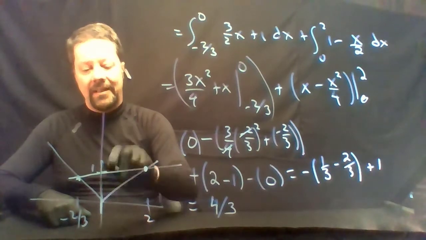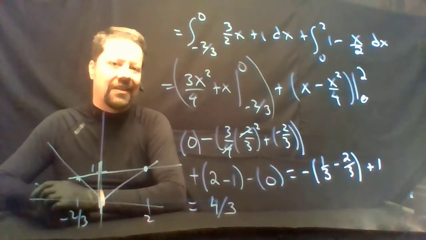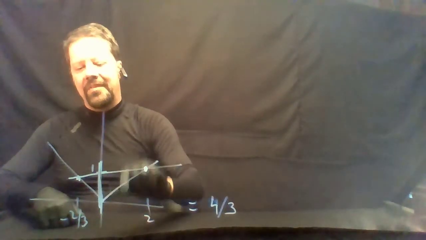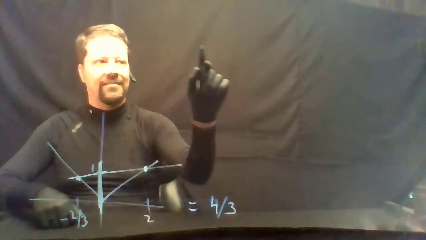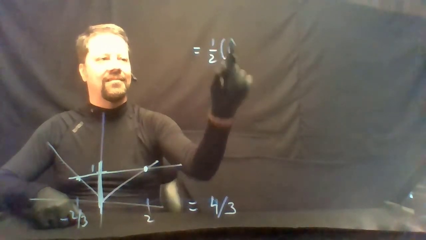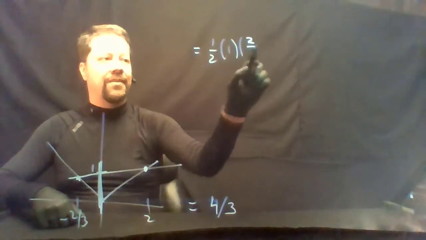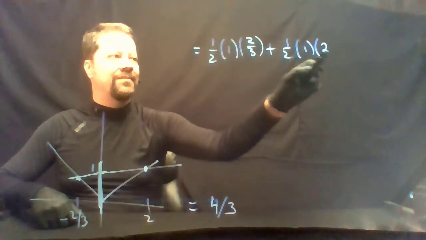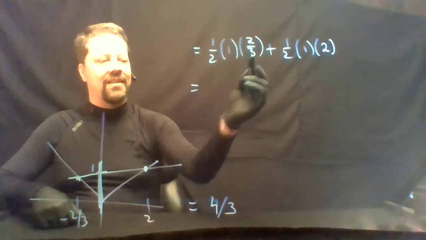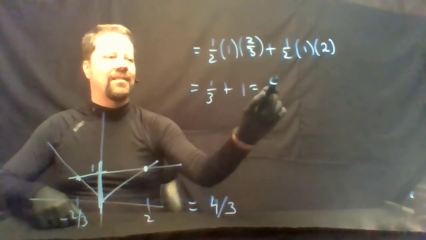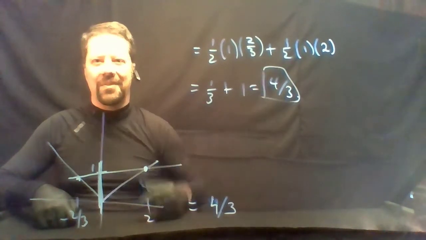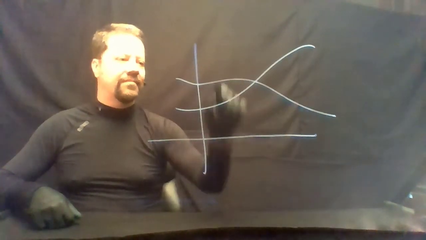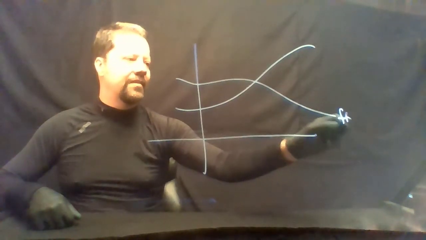These can be split into two triangles, and we can calculate the area of the triangles by 1/2 base times height. On both of these triangles, we can consider the base to be 1. The height on the left will be 2/3. The height on the right will be 2. You can see then we get 1/3 plus 1, which is 4/3.